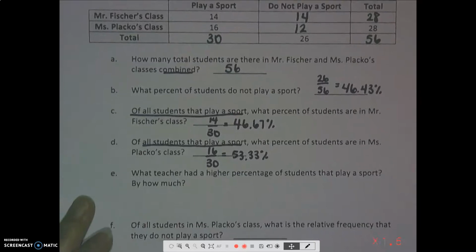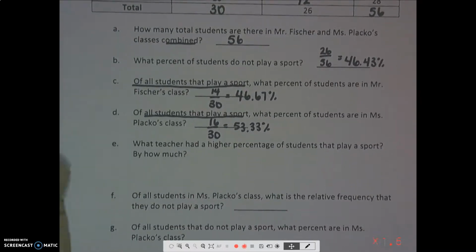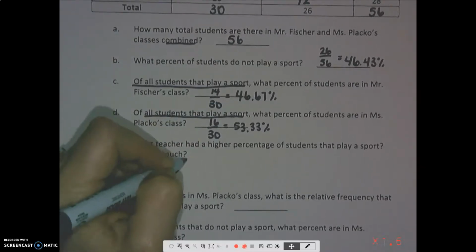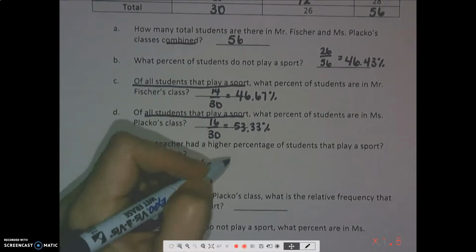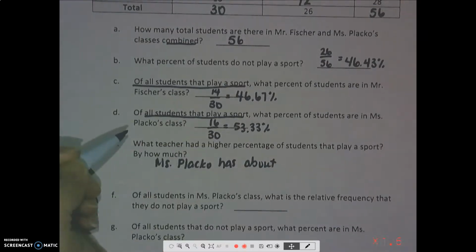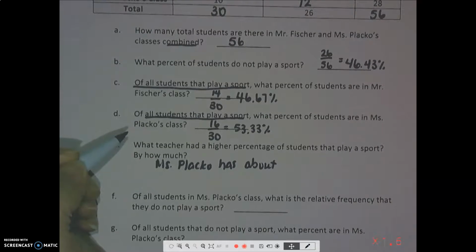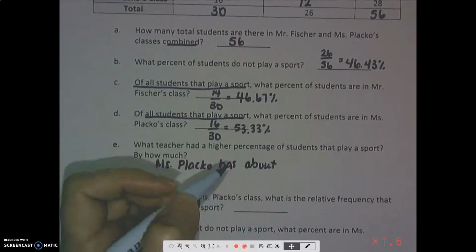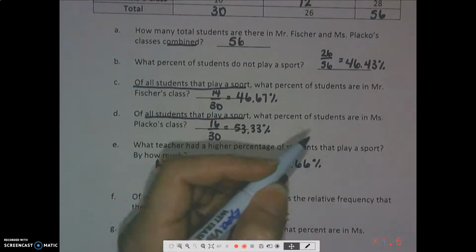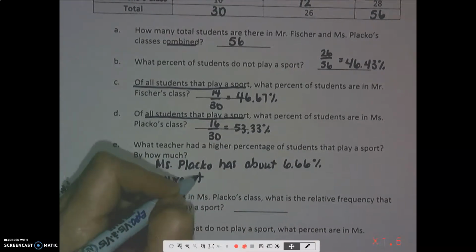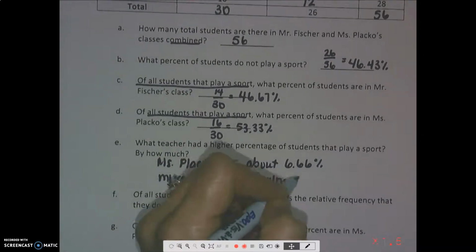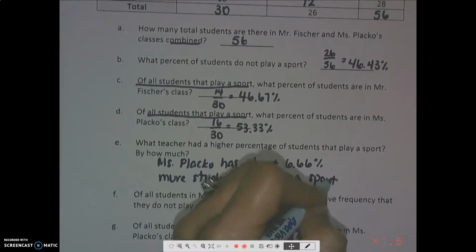Letter E says here, what teacher had a higher percentage of students that play a sport and by how much? So if we're looking at these two percentages, Miss Placco has about, so we have to subtract those. Now you have to say the word about because we did round those things. So has about 6.66% more students playing a sport. All right.